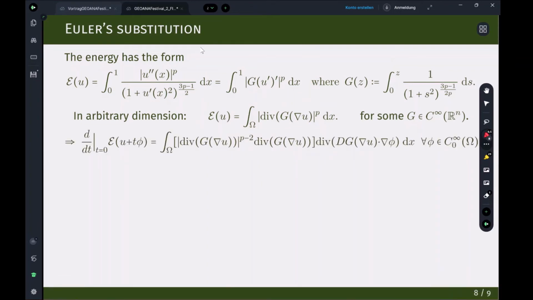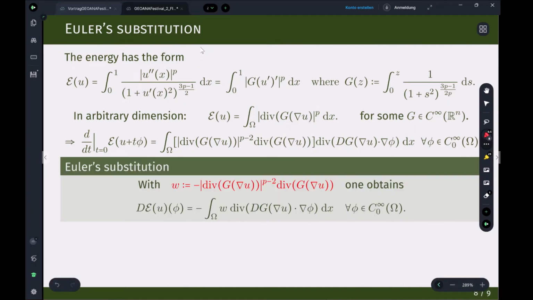So if I compute the derivative of this energy at a point u in the direction phi, then first I have to take the derivative of the p-th power here, and then I have to take the linearization of this divergence expression here, which is basically the derivative of g, like the Jacobi matrix, evaluated at the gradient of u, times the gradient of phi. So that's how I can compute this derivative of this energy.